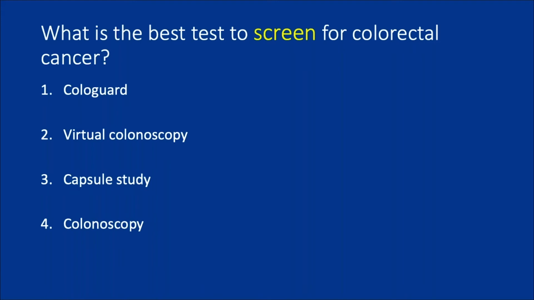So can a Cologuard test be done? Sure, it can be done. It is very useful. Virtual colonoscopy, that's an MRI or a CAT scan of the colon. It usually is not paid for by insurances, but it certainly can be done. There is a capsule study. It's not a very accurate way of checking the colon, but it certainly can be done. But the key here is making sure that the patients have some sort of screening being done.